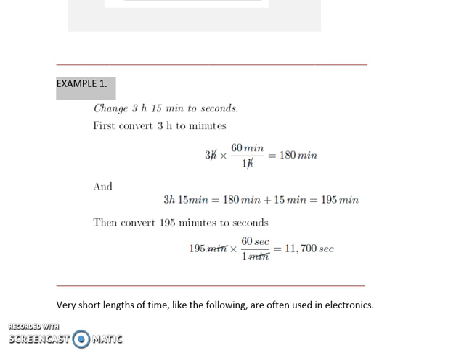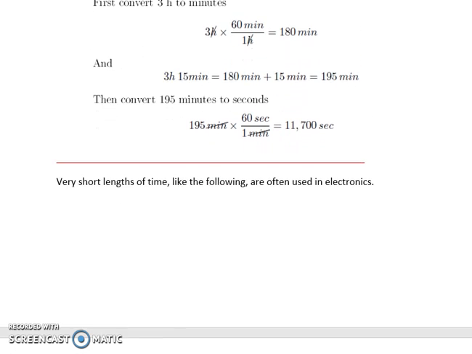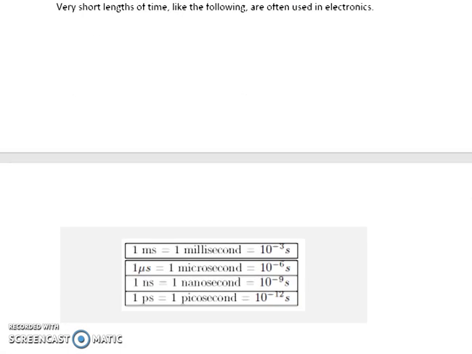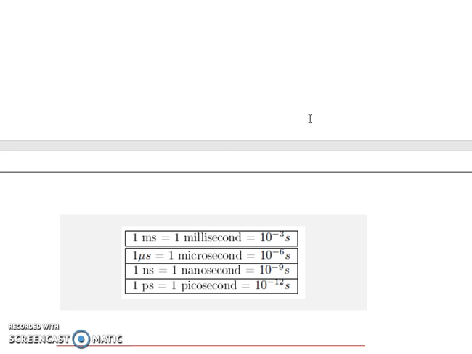Very short lengths of time, like the following in this table, are often used in electronics. So millisecond, microsecond, nanosecond, and picosecond. 1 millisecond corresponds to 1/1000th of a second. Microseconds and nanoseconds and picoseconds are even smaller.